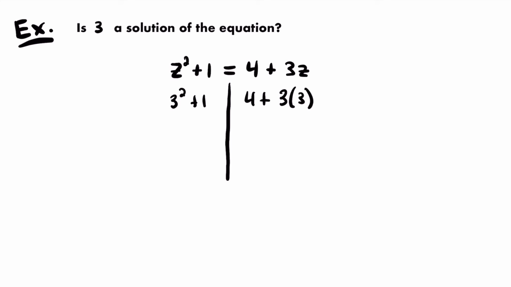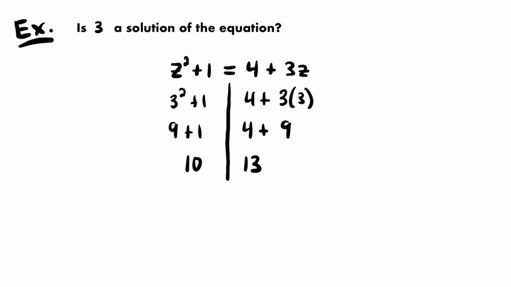Now simplifying, 3 squared is the same as 3 times 3, which is 9. So we have 9 plus 1. And then over here, we also have 3 times 3, which is still 9. So we have 4 plus 9. 9 plus 1 is 10, so I'll write down 10. And then 4 plus 9 is 13. So we have now fully simplified both sides of the equation.